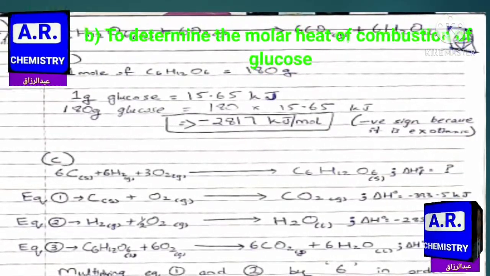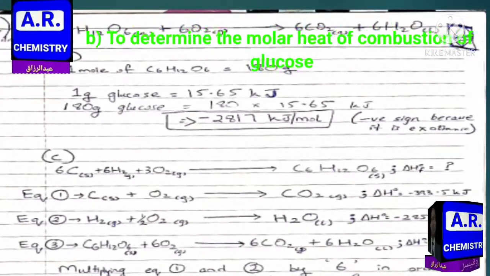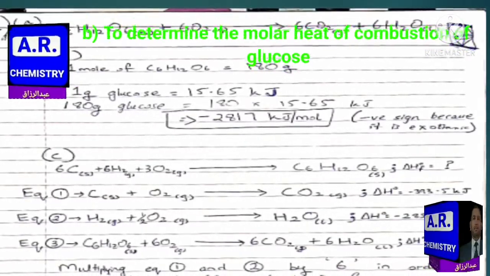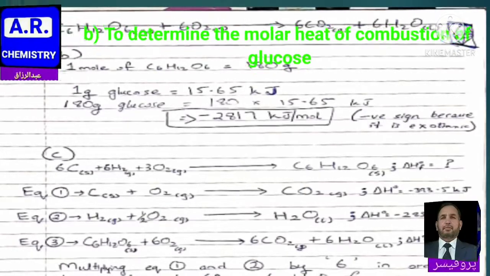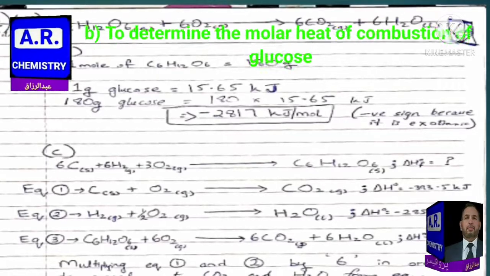Since heat is released, combustion is always exothermic, so you are to put a negative sign along with 2817. That is an exothermic reaction, and you are to put the value of 2817 along with a negative sign.